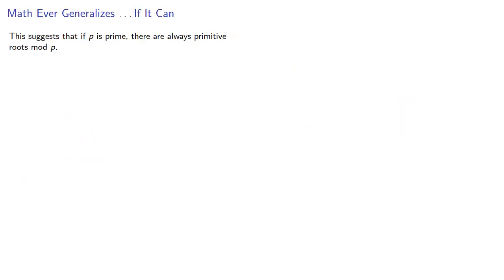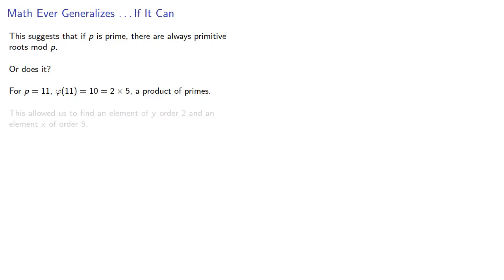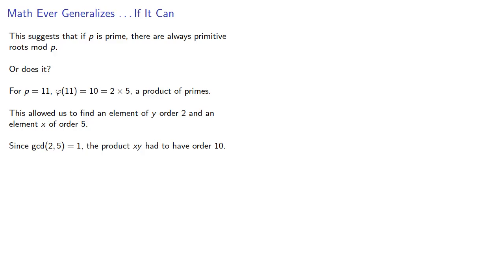This suggests that if p is prime, there are always primitive roots mod p. Or does it? For p equals 11, phi of 11 is 10, that's 2 times 5, a product of primes. This allowed us to find an element y of order 2 and an element x of order 5. And since the greatest common divisor of 2 and 5 is 1, the product had to have order 10. But what if phi of p doesn't consist of a product of primes? We'll take a look at that next.